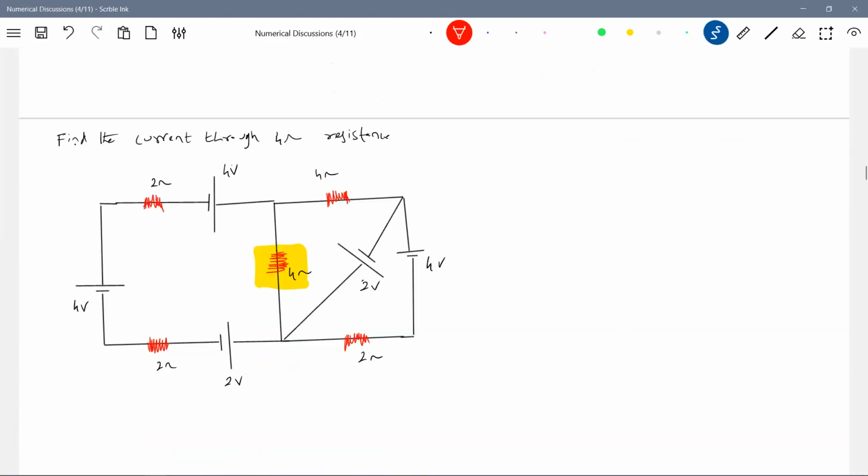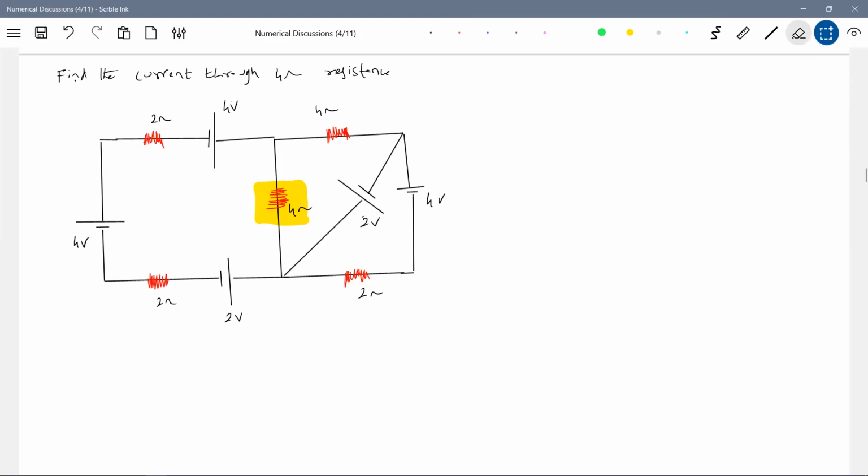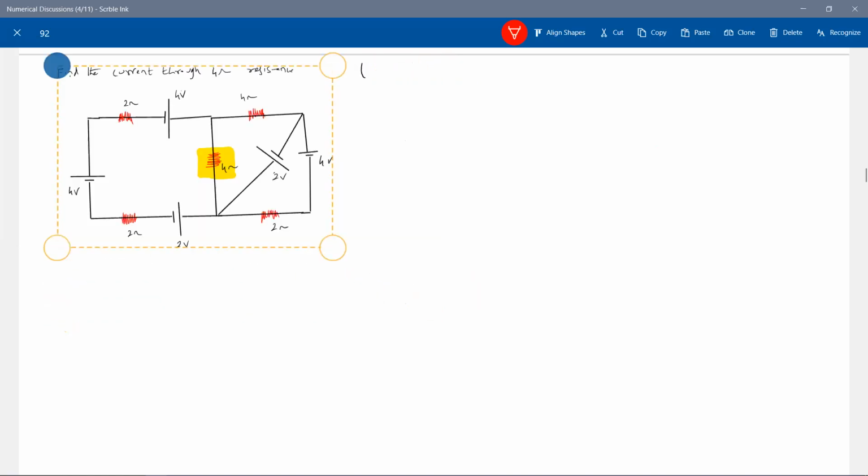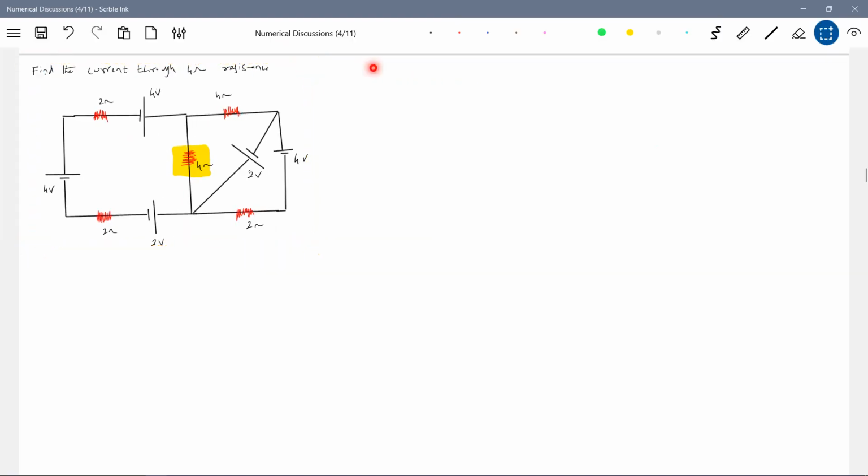We'll take the next. Similarly, I brought one more. Find the current through the 4 ohm resistance. One wire is missing. I'll bring one wire. This wire is very important, which will trouble you a lot. There's a wire. Now you carry on.